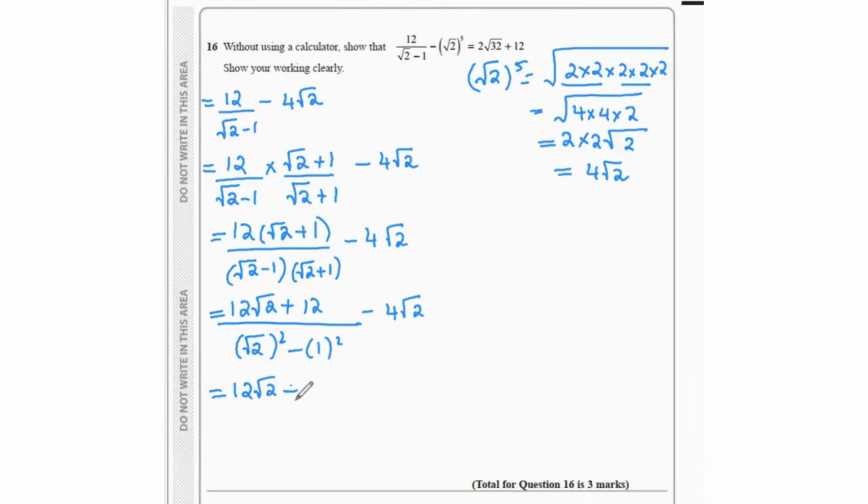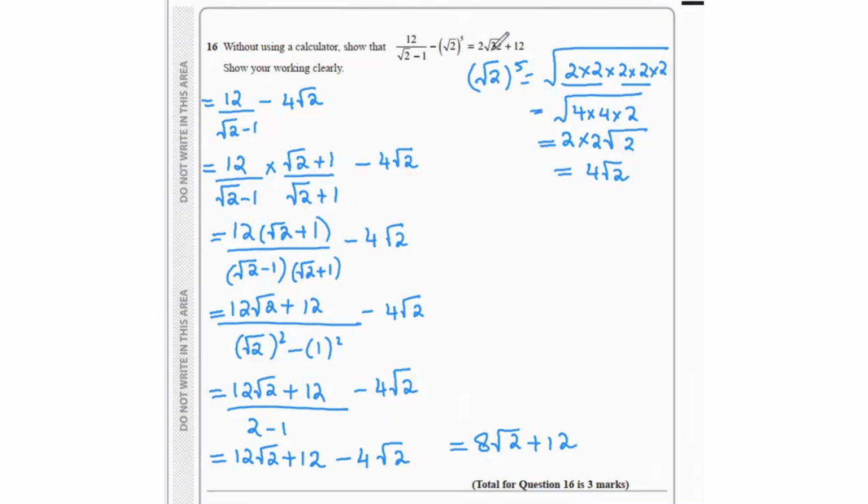12 root 2 plus 12. Root 2 squared is 2, so 2 minus 1. Since 2 minus 1 is 1, we don't write that, and minus 4 root 2. So 12 minus 4 is 8. 8 root 2 plus 12.